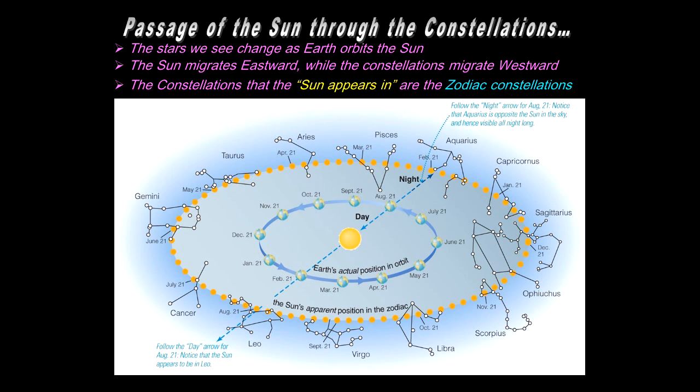At the same time, since the Earth is moving this way, it's easy to see that the constellations are moving the opposite way. They're moving westward. So you look at Ophiuchus, and as we move around like this, Ophiuchus seems to be going this way, and that's a westward migration from the point of view of Earth. So the constellations the sun appears in are defined as the zodiacal constellations, and they keep migrating. And so where the sun is on a given date is easily understood in this way.